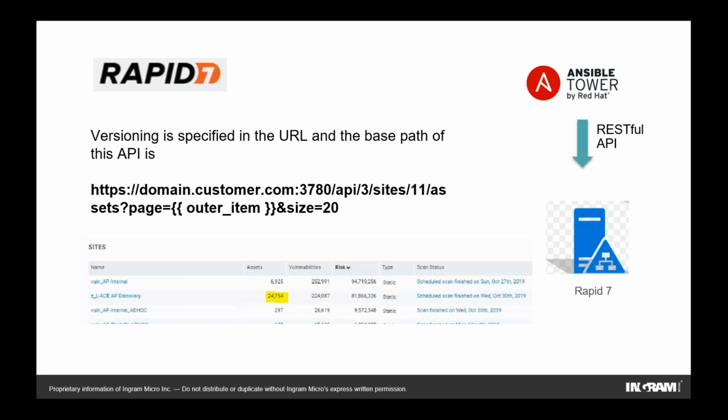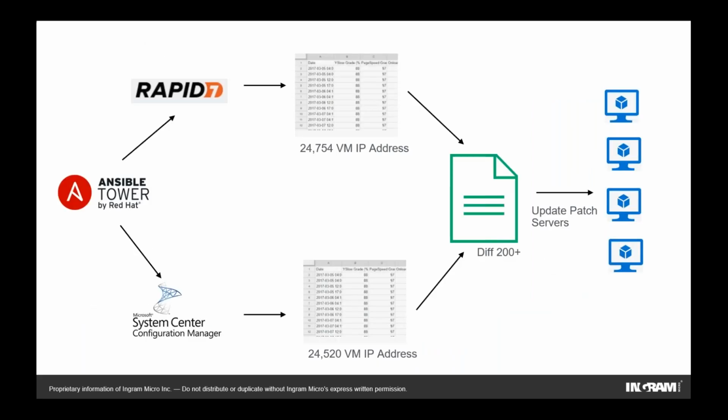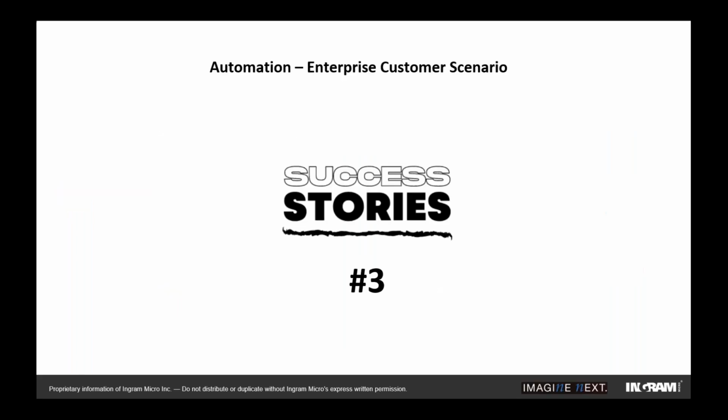So what we did, luckily they have Rapid7 in their data center. We triggered Rapid7 using Ansible Tower, connecting through the REST API, and found around 24,000 plus virtual machines across all their data centers. We wrote a small script and scanned their SCCM and found around 24,520 IP addresses managed by their Windows machines. We did the comparison and found that around 200 plus virtual machines never had a patch update for a very long time. So we gave them all the IP addresses and all the playbooks. Now this second customer is doing their day-to-day work using Ansible Tower.